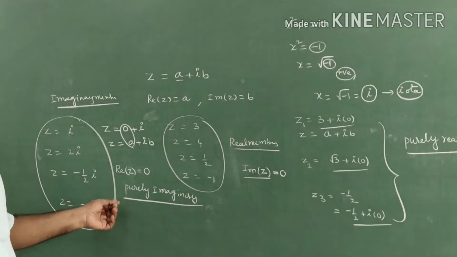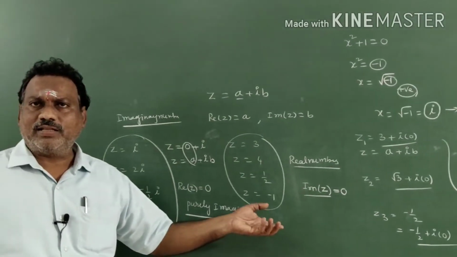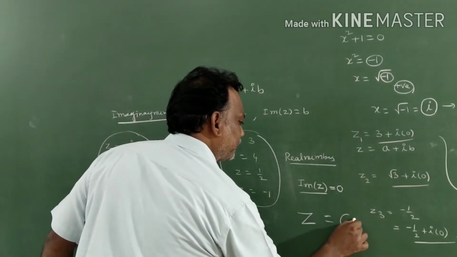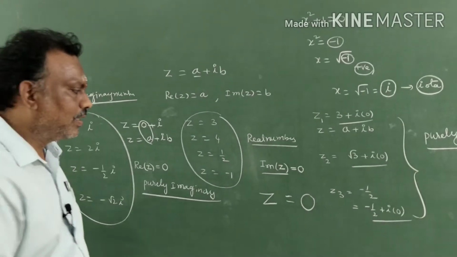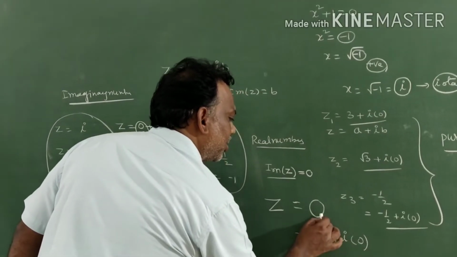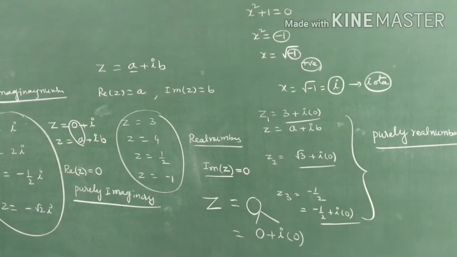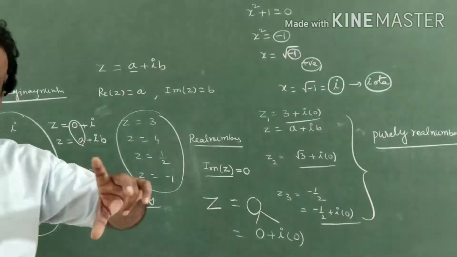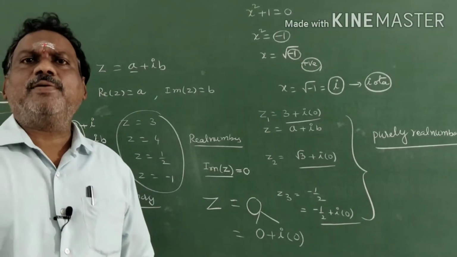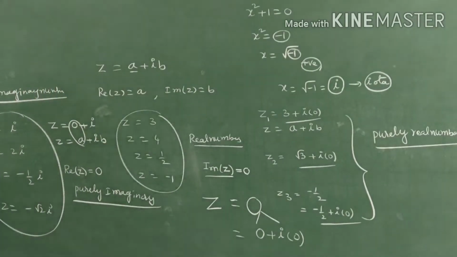But if the real part of z is 0, specifically we will call those purely imaginary. Then we will take z is equal to 0. What about 0? 0 has real part 0 as well as imaginary part 0. I can split it like this: real part of z is 0, imaginary part of z is 0. Both the real and imaginary parts are 0. That's why it is called both purely real and purely imaginary. Clear, students?